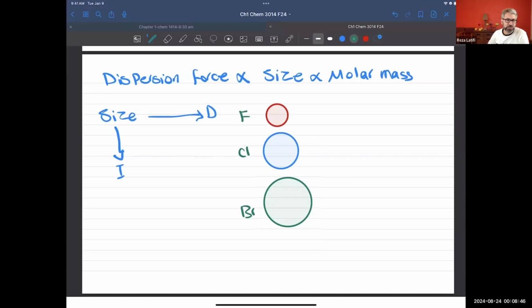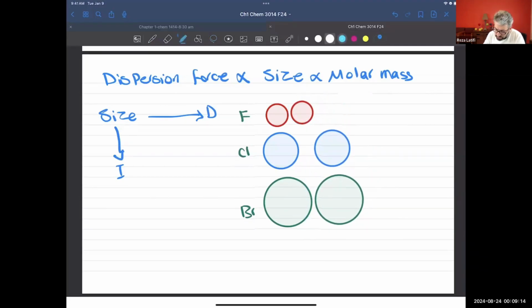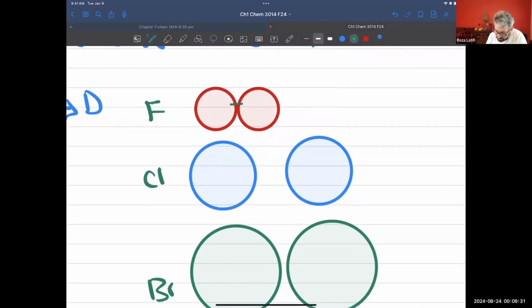Now, if I take two fluorine atoms and attach them to each other, yes, we will have a chemical bond between them, but also we're going to get dispersion force. If I copy these two and put them close to another pair, the area available for interaction between them will be really, really tiny. If I bring this one really close and zoom in, this is the area where they are in touch.